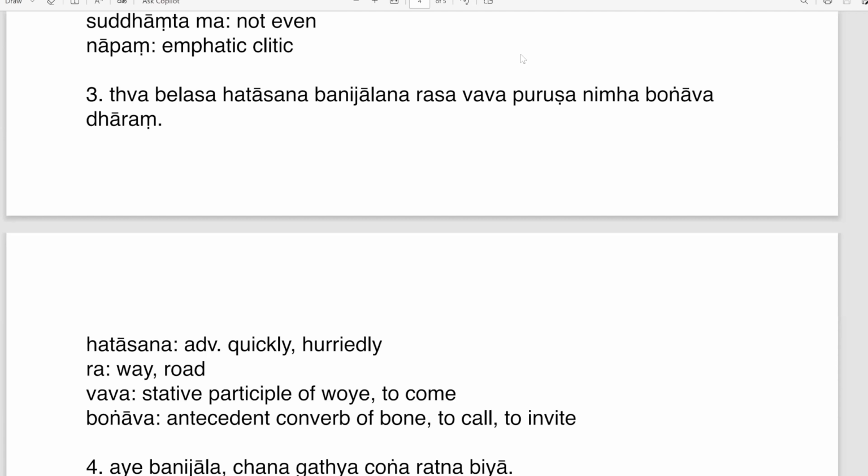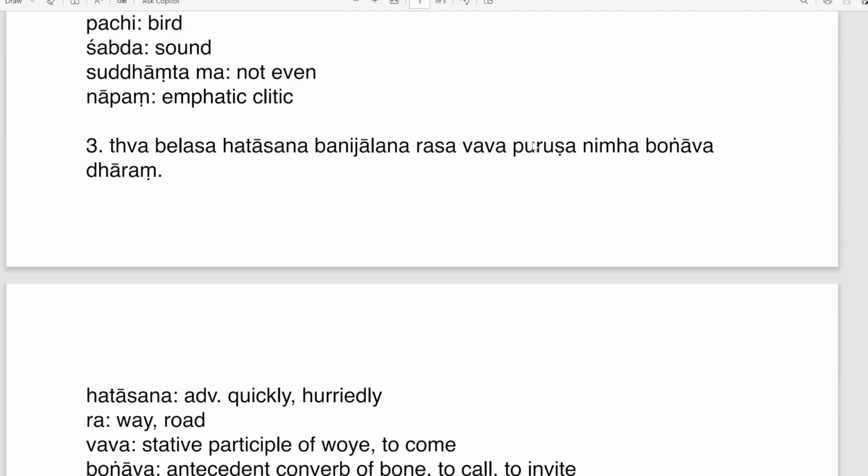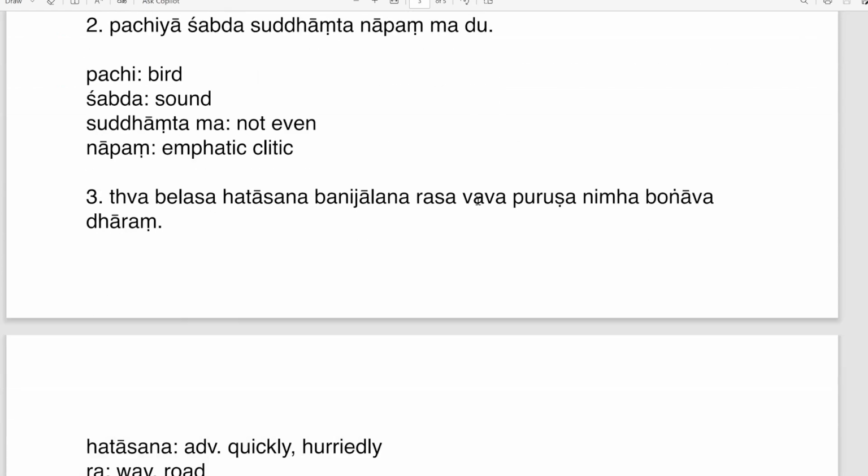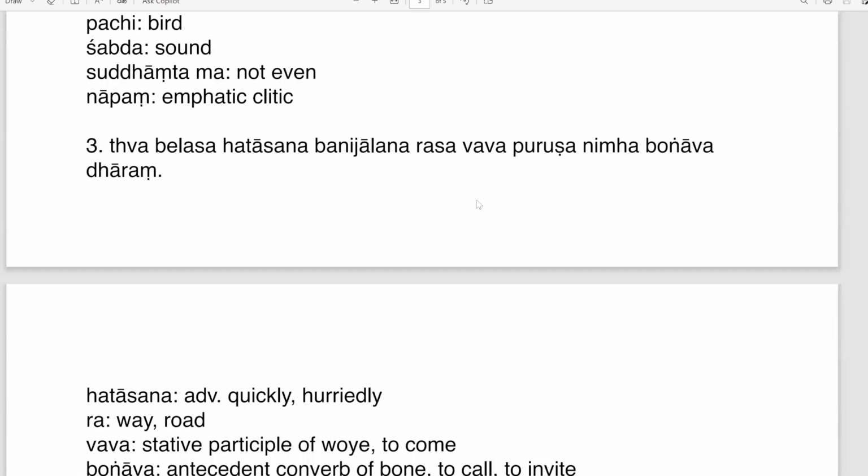And after he called them, he said something. Yes, exactly. So we see the stative participle can be placed at the end of the sentence. But here we see that as a participle, it can also modify the noun after it. So here is an example: wowo rasa wowo purusha, a person who came on the road.